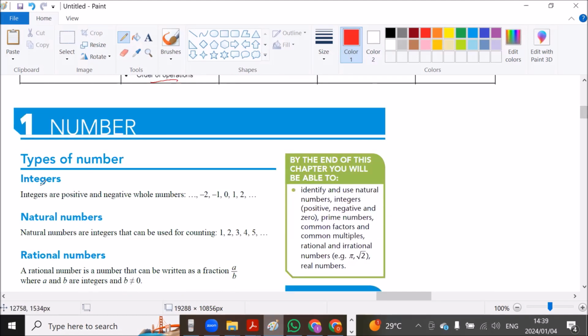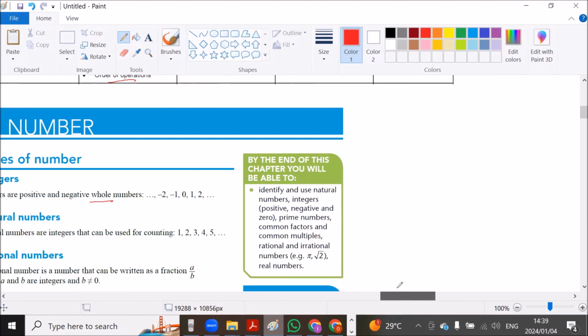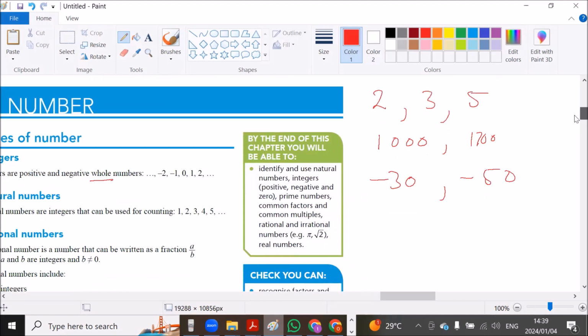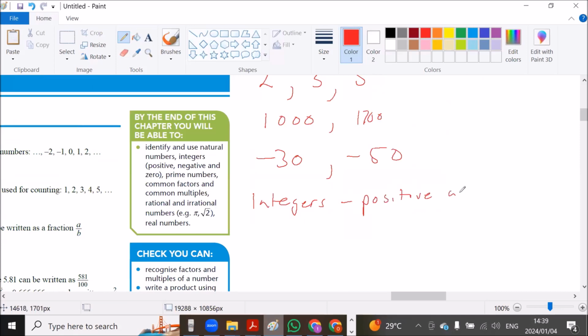Number types. Integers are positive and negative whole numbers. What are whole numbers? Whole numbers are numbers without any fraction. Whole numbers are like 2, 3, 5, 1,000, 1,700, minus 30, minus 50. So integers are positive and negative whole numbers.